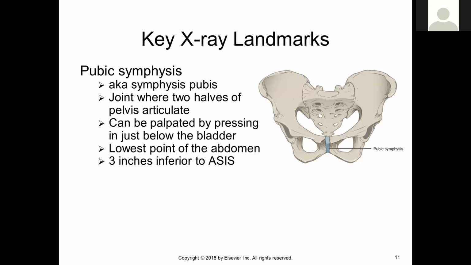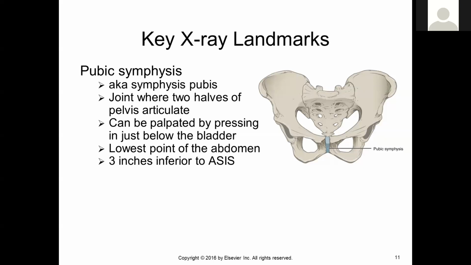This is a point that lies 3 inches inferior to the ASIS. So if you can feel the ASIS on your patient and you go 3 inches inferior to that, you should be at the upper margin of the pubic symphysis.